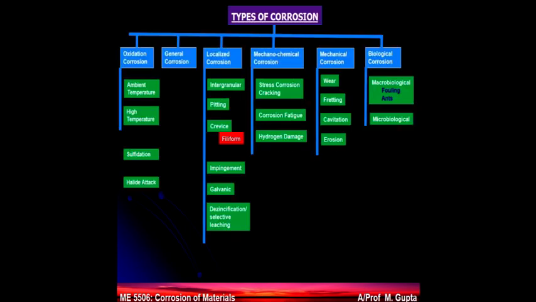Some of them we have already learned. So what you see in this slide is that there are the different types of corrosion, like oxidation corrosion, which can take place at the ambient temperature and the high temperature. And then we have sulfidation, halide attack, when metal and gases interact with each other. And this is mostly under the dry corrosion category. This is typically dry corrosion category.